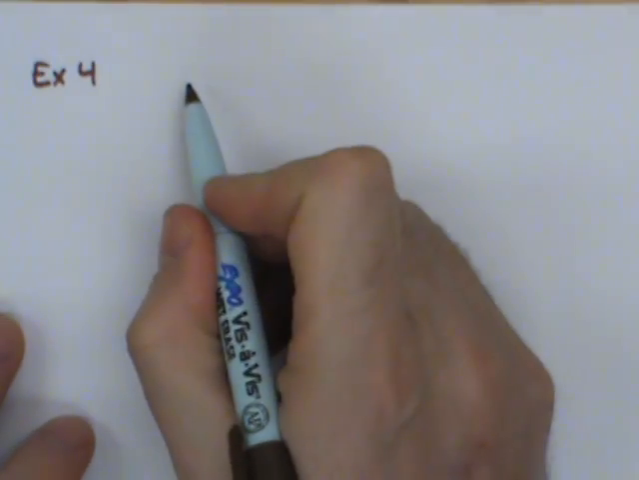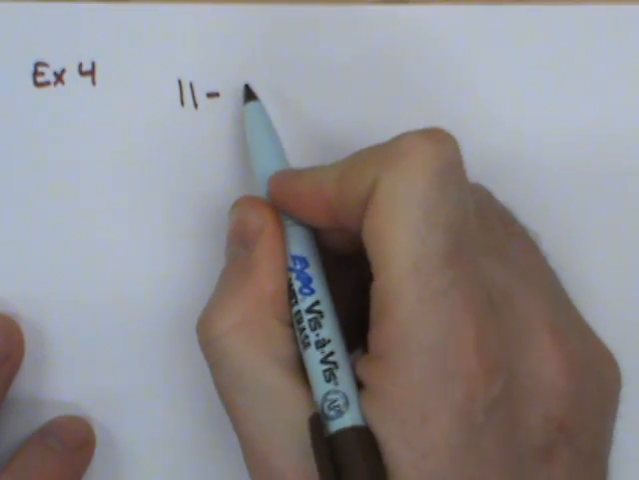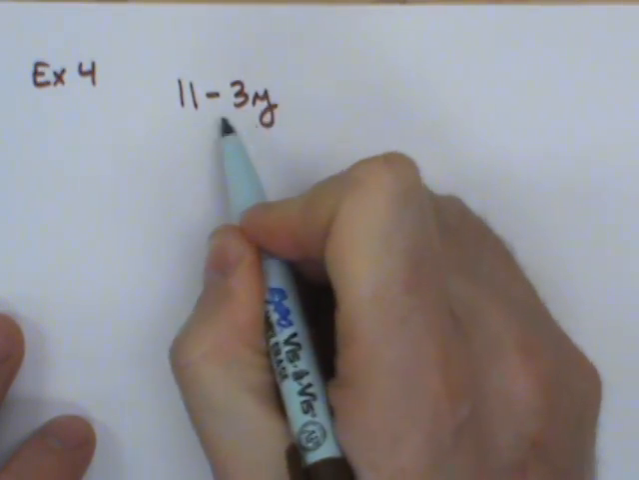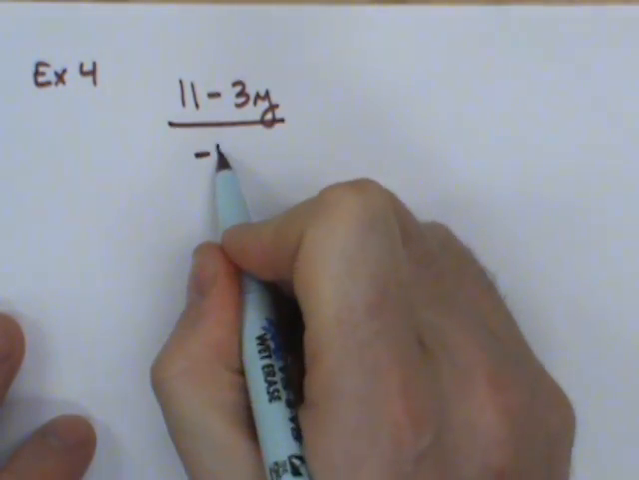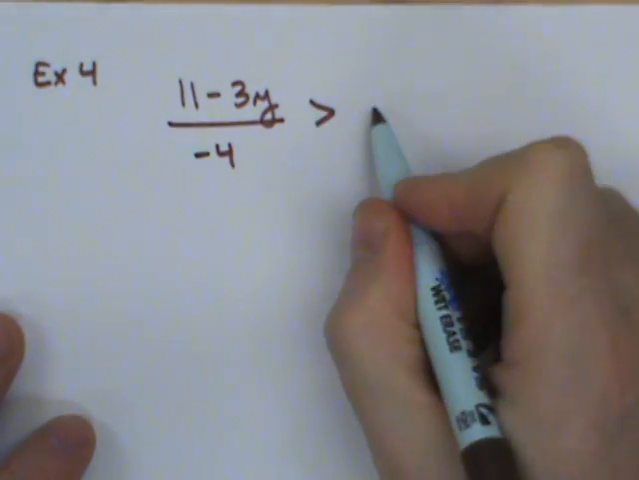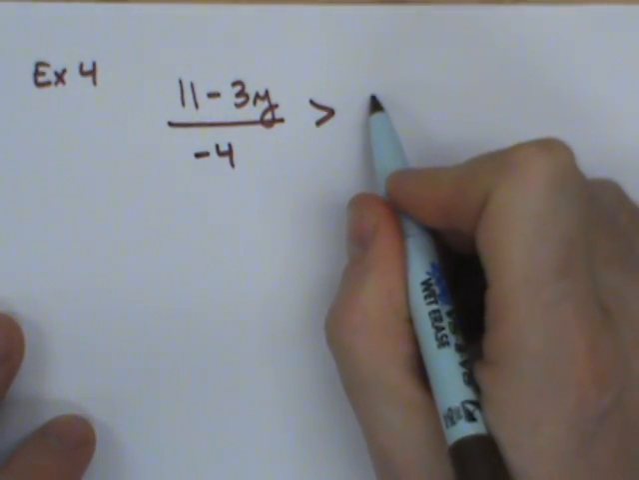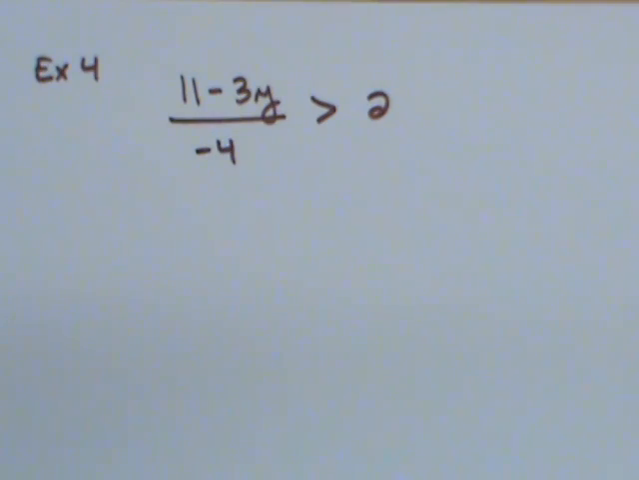Since all the rules are the same for solving equations, other than the addition that if you multiply or divide by a negative number, you must switch the direction of the inequality sign, I figured I'd give you kind of a tricky problem here. I'm going to say something like this: 11 take away 3y all over negative 4 is greater than 2. Let's see what happens on this problem.